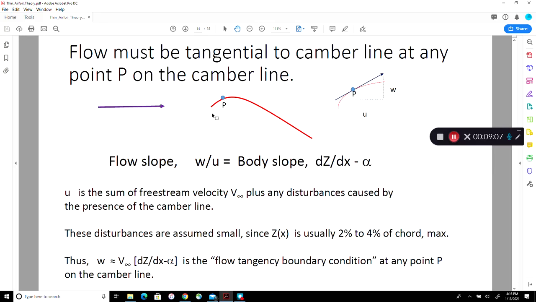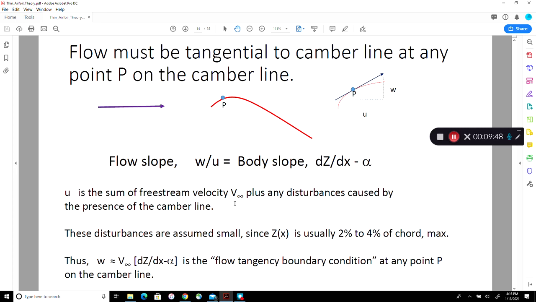Wright brothers, their foils are nothing more than fabric. In a ship, sails are fabric, so there's no flow crossing through it. So the flow can only be tangent to it. There could be no normal velocity. So we say the flow velocity in the vertical direction, which is W, over the horizontal direction, which is U, is the flow slope, and it should equal the body slope. This was the original body slope before the rotation. This is the new body slope when we have rotated everything in the clockwise direction by the amount alpha, so that the free stream is parallel to the x-axis.